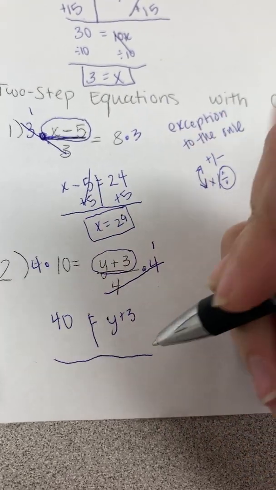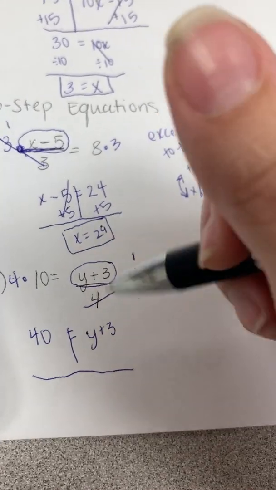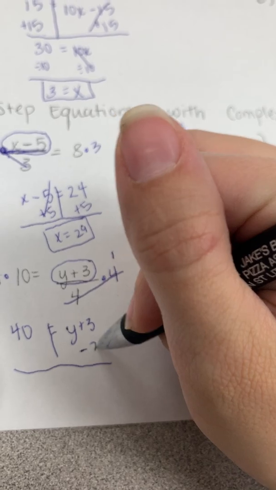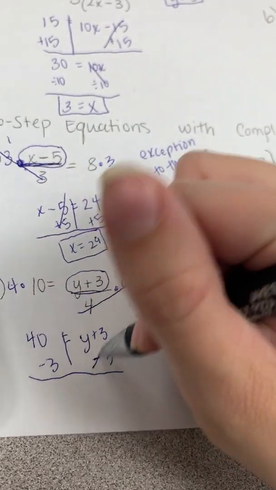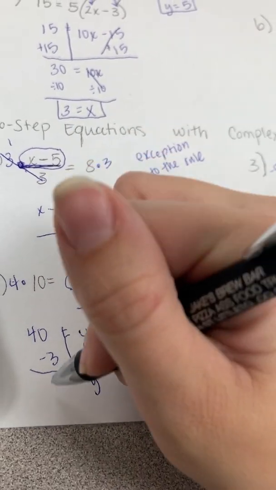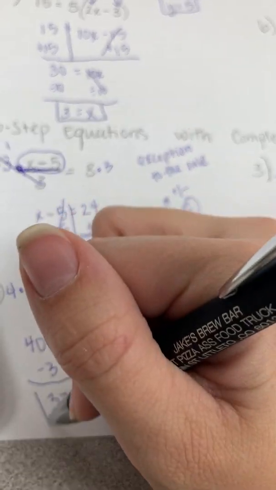One more step to do. Sorry, I'm writing all crooked. It's hard to write when I can't hold my paper. Minus 3, y equals 37.